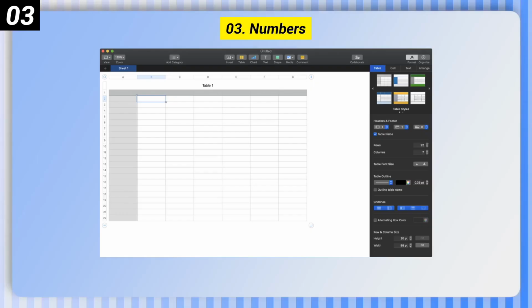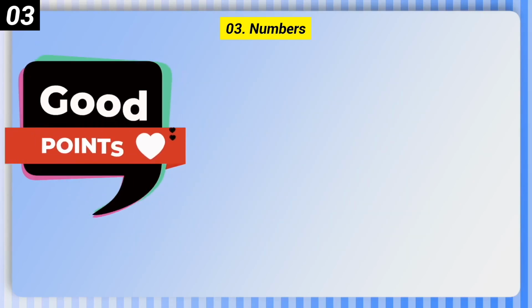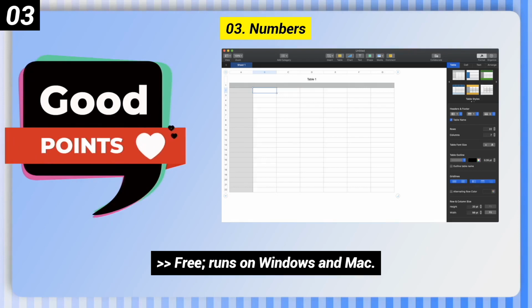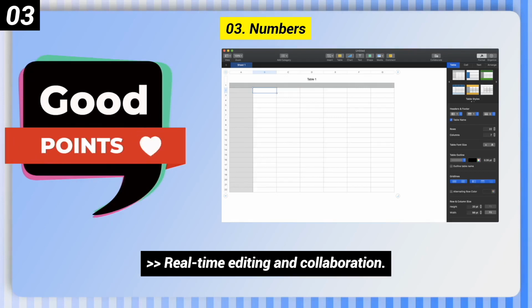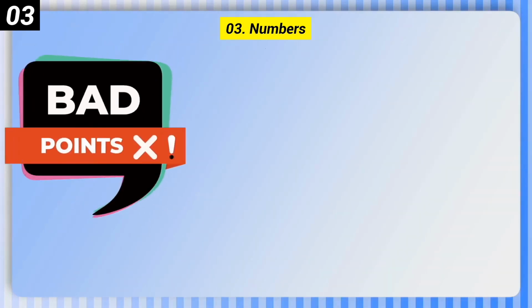Number 3. Numbers. Here are some good points of this one. Free. Runs on Windows and Mac. Share spreadsheets using a link. Real-time editing and collaboration.